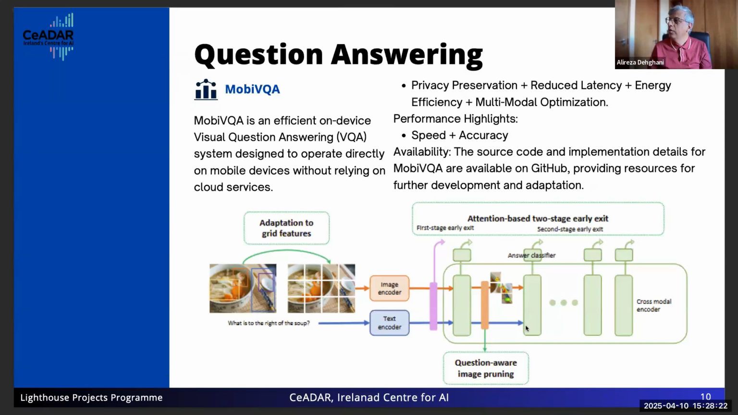A beautiful one, Mobile VQA. That's another good example of LLM at the edge. It is a smart system that helps your mobile device answer questions about images, all by itself, without needing the internet or cloud sources.